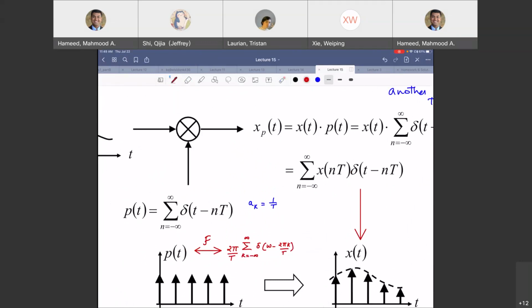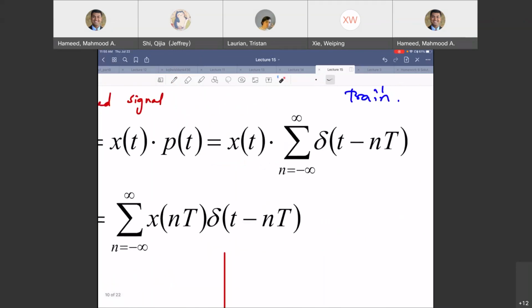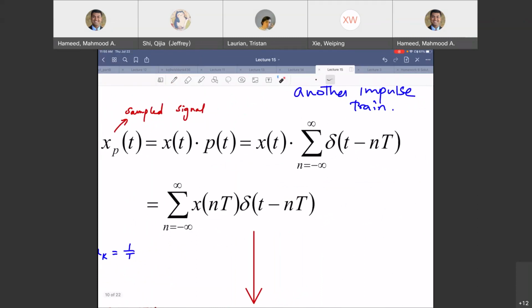Next, what are we doing? We are multiplying x of t in time domain with p of t. So x_p of t, the sampled signal, is the product of x of t and the impulse train. X of t remains as is. The impulse train is written as a summation of the impulses at T, 2T, 3T, and so on. We did that. What is this? This is a function in time multiplied with the impulses.